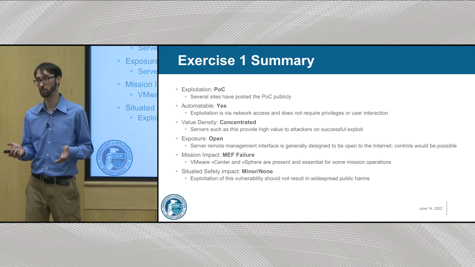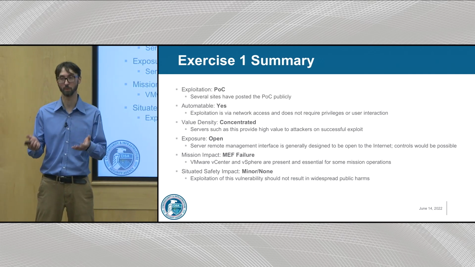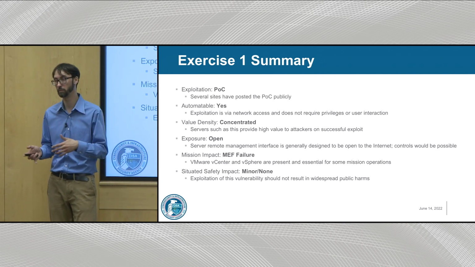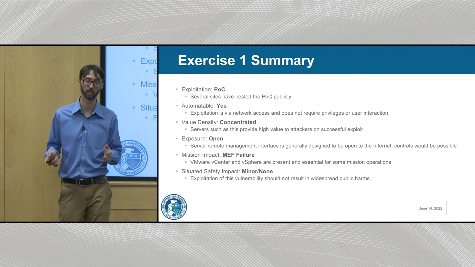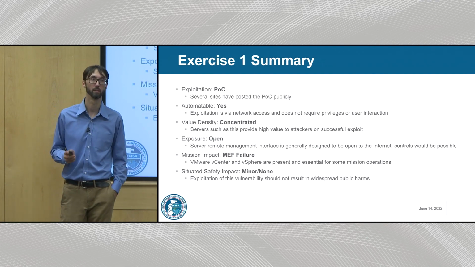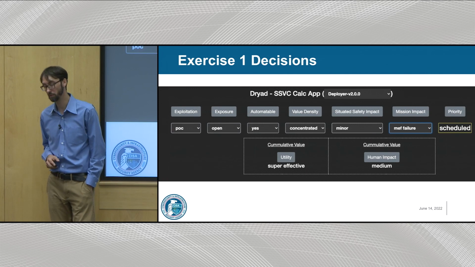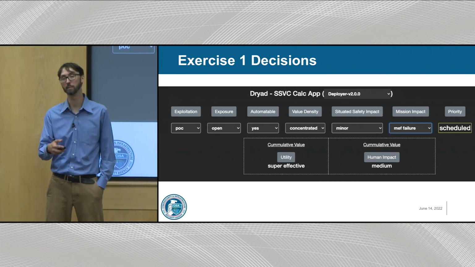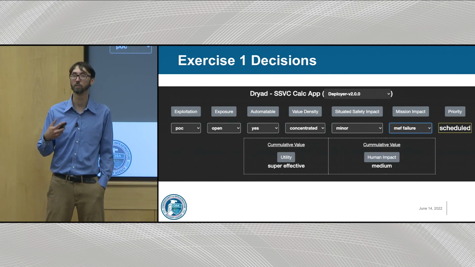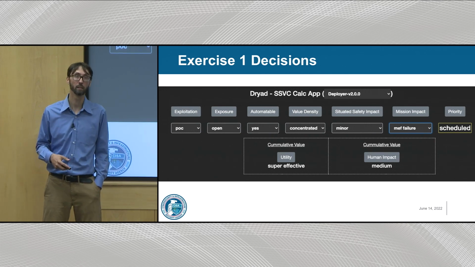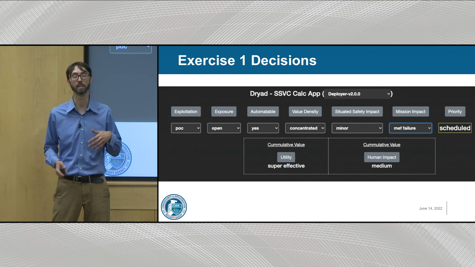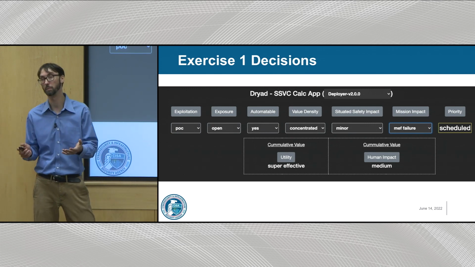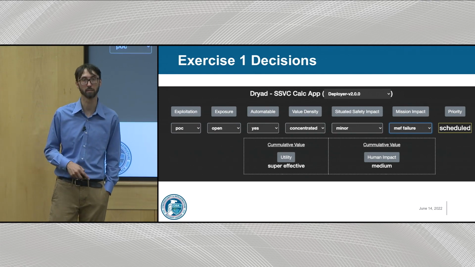We keep those because we're borrowing them from another international standard, and we want to be consistent with how those things are rated in different safety industries. But for the purposes of the vulnerability, we are going to treat those the same. So if we put all of those into our handy calculator, it tells us that automatable and value density combine to super effective utility, right? The human impact combination of situated safety impact and mission is medium, right? And that leads to apply this patch at a scheduled pace.